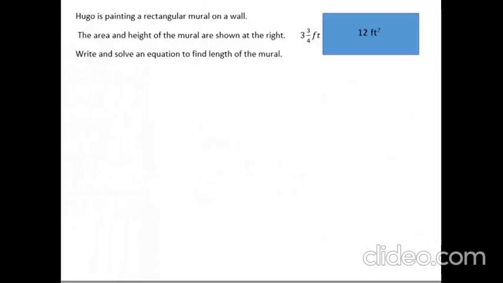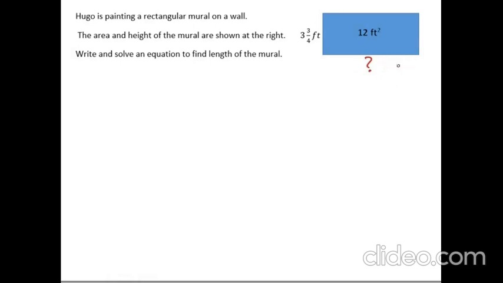For another one, here we have a story problem. At the story problem here, he gave us a figure. He said Hugo is painting a rectangular mural on a wall. The area and height for the mural are shown at the right. Write and solve an equation to find the length of the mural. First, this is the length. We don't know. We can give it a name x or L as you wish.